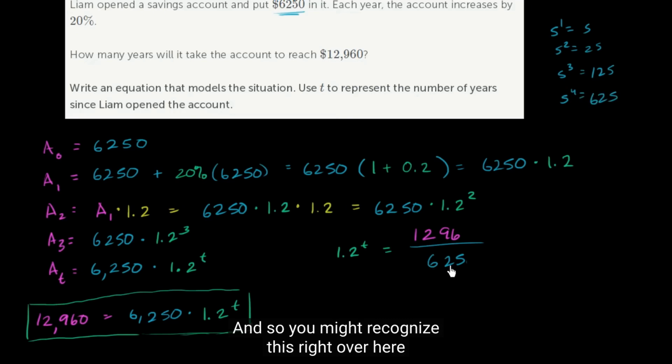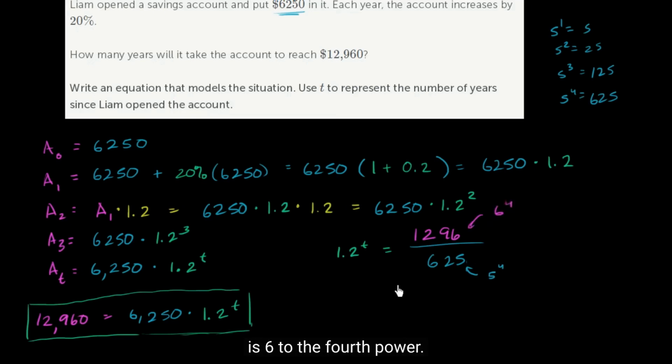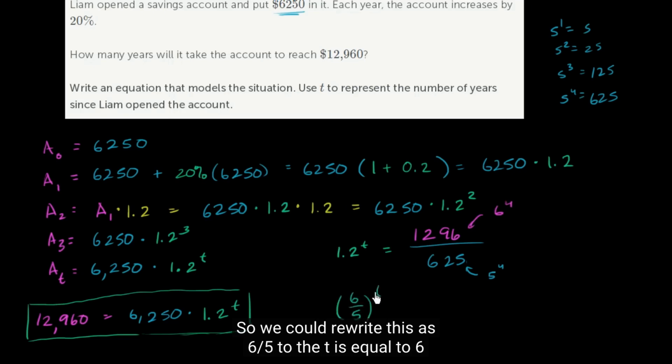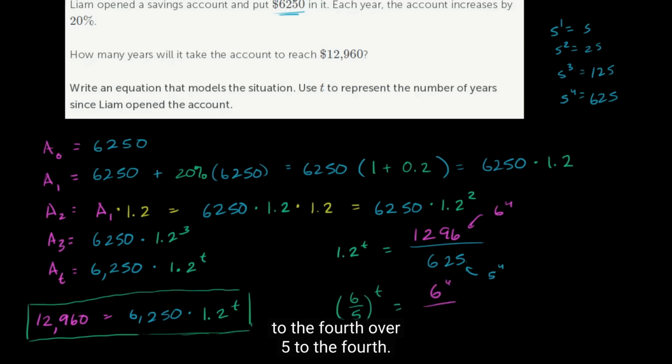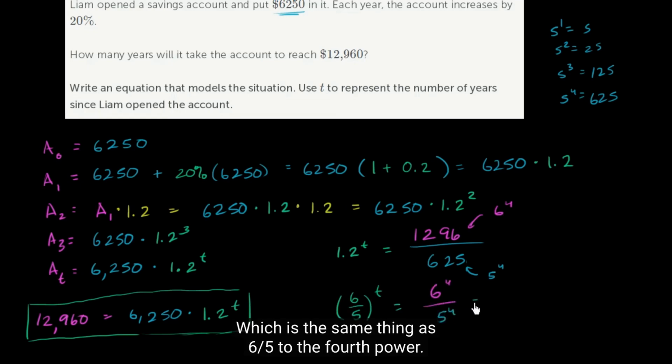And so you might recognize this right over here is 5 to the fourth. And it's actually a little bit harder to recognize that this right over here is 6 to the 4th power. And this right over here is 6/5. So we could rewrite this as (6/5)^t is equal to 6 to the 4th over 5 to the 4th, which is the same thing as (6/5) to the 4th power.